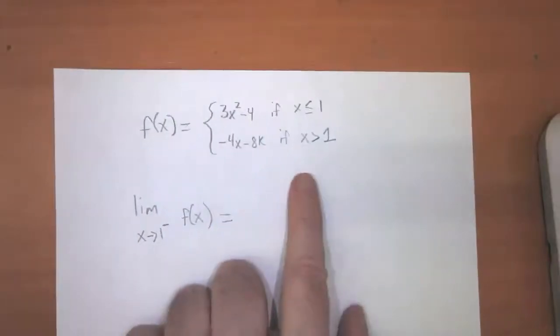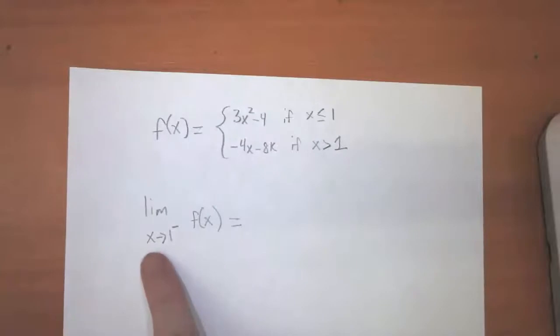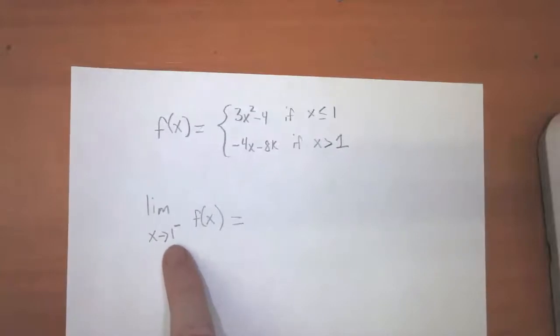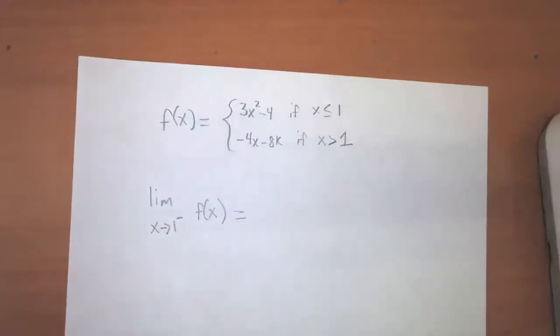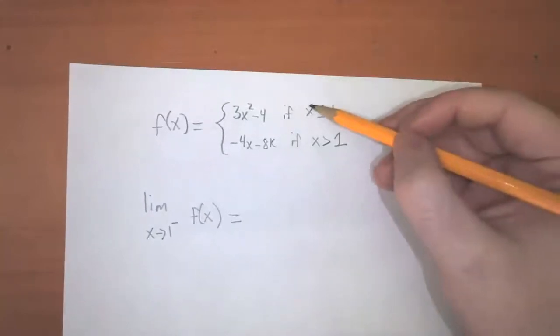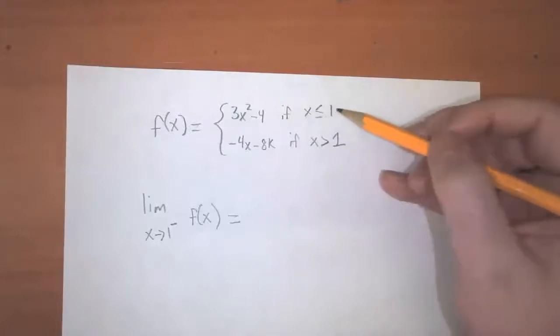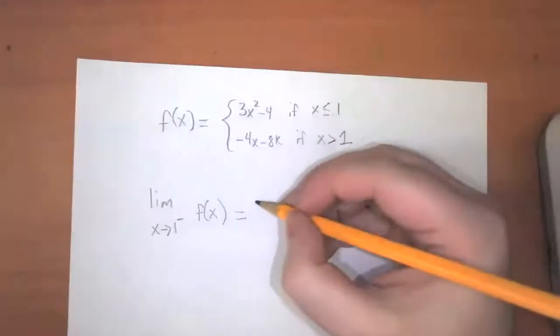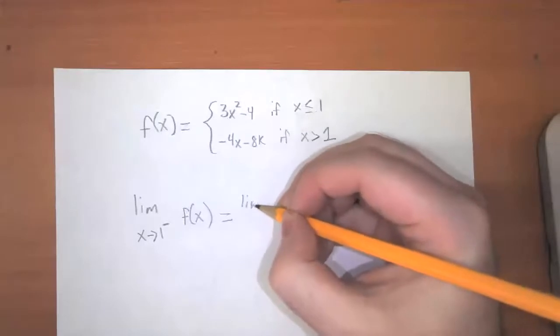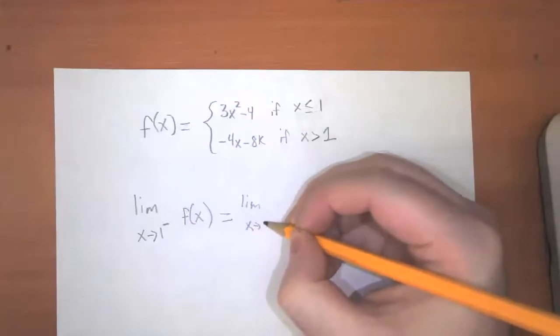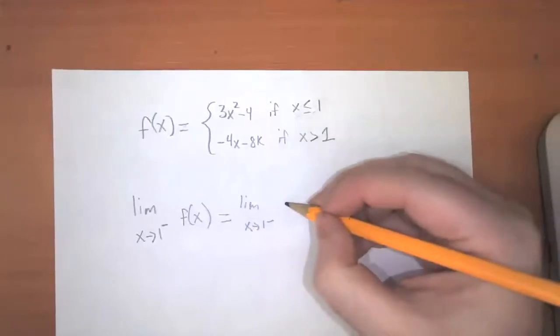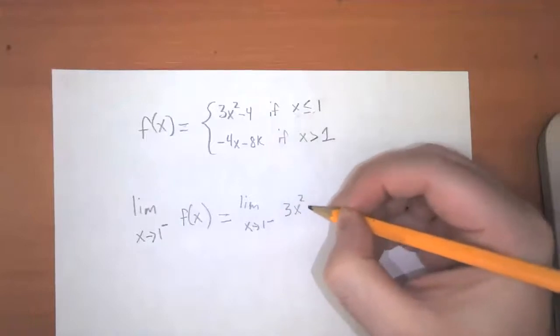So looking at this function, if x is some number that's close to 1, but a little bit less than it, which one of these two rules are we going to apply? Well, if x is a little bit less than 1, then we're going to use this top rule, because this is the rule to apply when x is less than or equal to 1. So this would be the limit as x approaches 1 from the negative side of 3x squared minus 4.